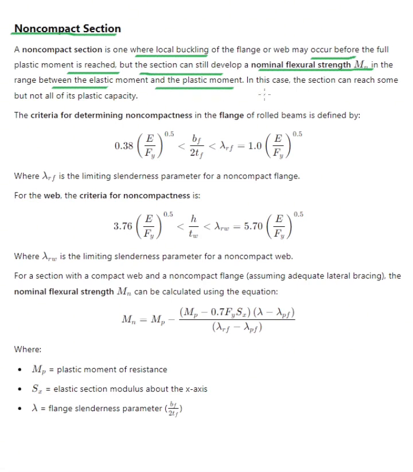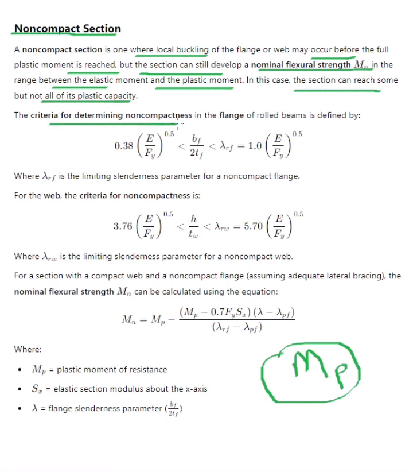So in this case, the section can reach some but not all of its plastic capacity. If the plastic capacity is Mp, it can reach some percentage of it, but not the full plastic capacity, because it's a non-compact section. The criteria for determining non-compactness in the flange is that lambda should be more than this and less than 1.0 times square root of E by Fy. Lambda rf is the limiting slenderness parameter for the non-compact flange.